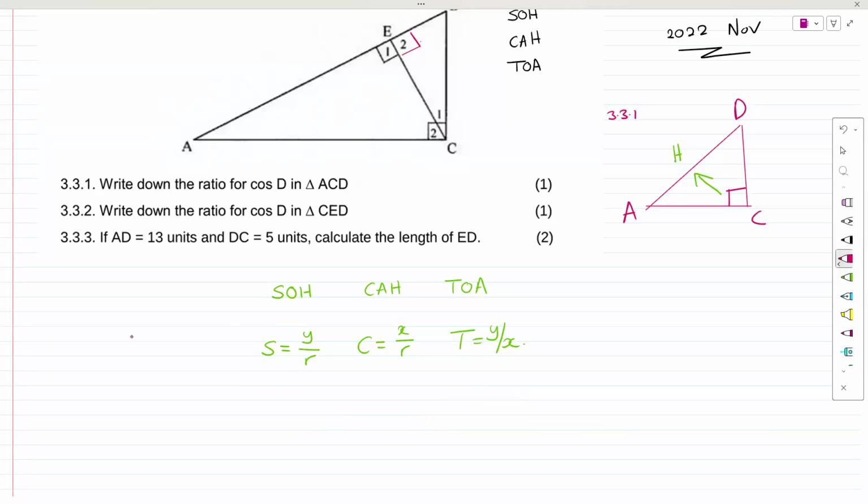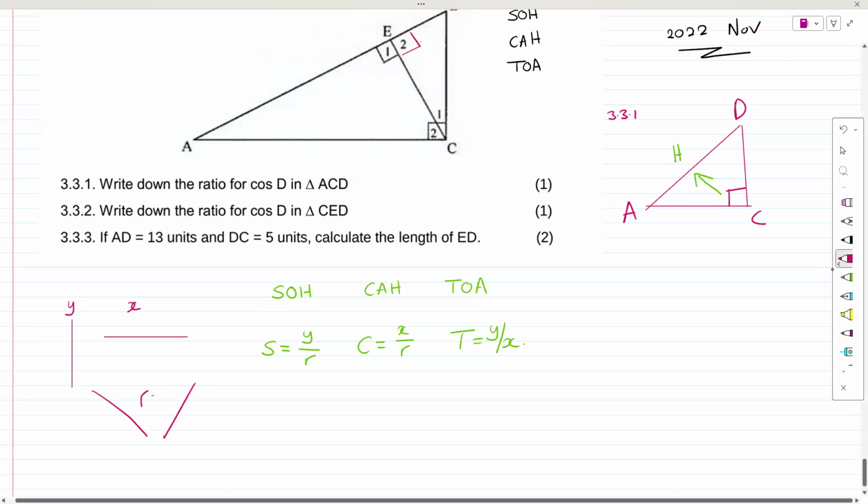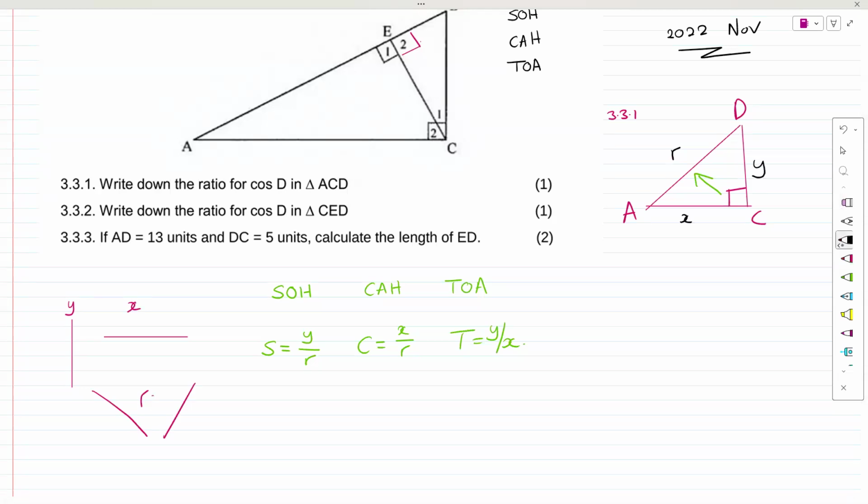Now, this is y. Any line that looks like this on a Cartesian plane is y. Any line that looks like that is x. And any diagonal line is r. So it's very simple to deal with this, right? Even if we're not dealing with SOHCAHTOA, that's r, x, y.